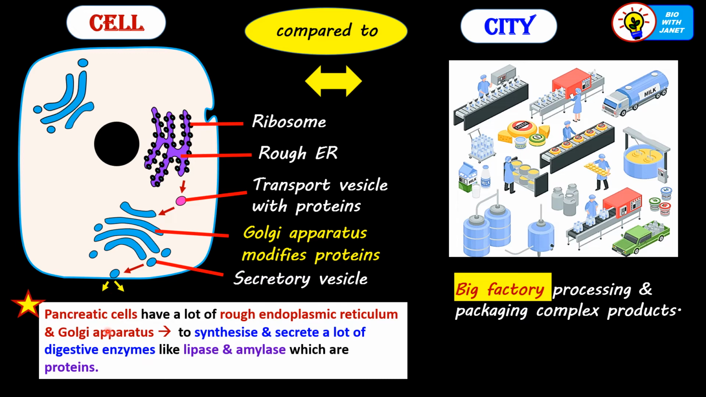Our pancreatic cells have a lot of rough ER and Golgi apparatus to synthesize and secrete a lot of digestive enzymes such as lipase, amylase, and also trypsin. Okay? And all these enzymes are proteins. So the production of these enzymes starts with the ribosome that synthesizes the proteins. And then the proteins are modified by the Golgi apparatus to form the digestive enzymes.